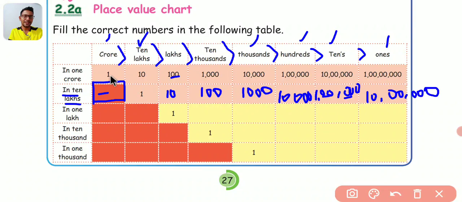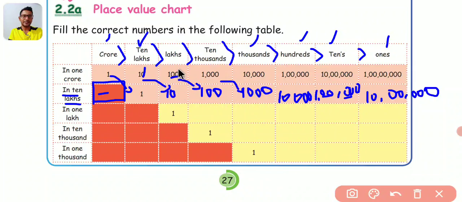Now you can see this one is coming here, okay. And this 10 is coming here. This 100 is coming here. This 1,000 coming here, okay. You can also see in this column there is no zero, okay. Now we can strike out 10, we will get the number.